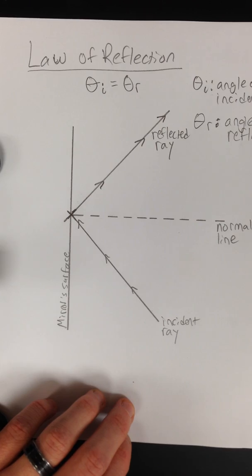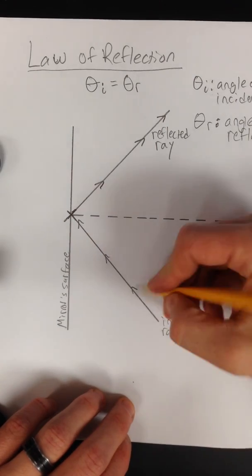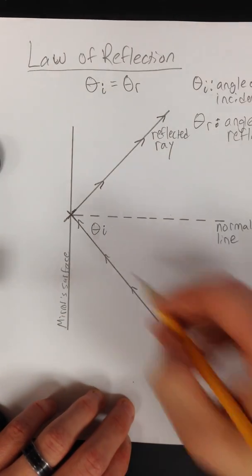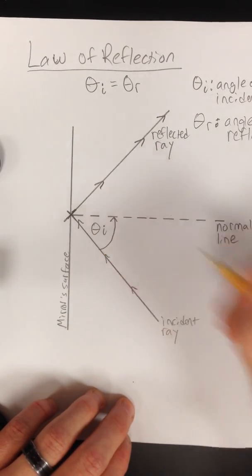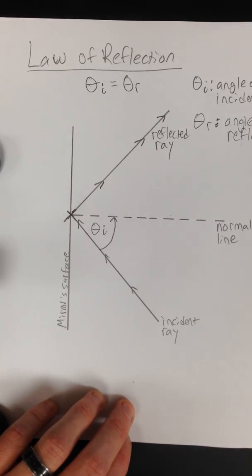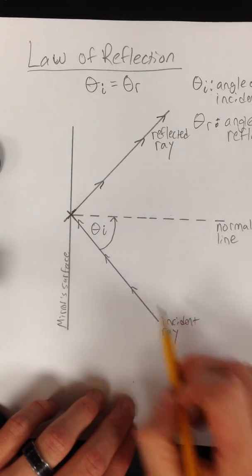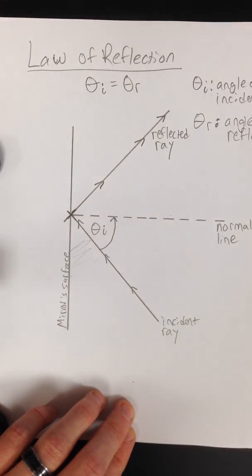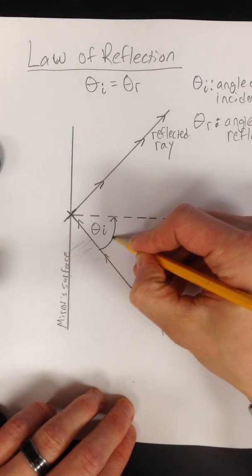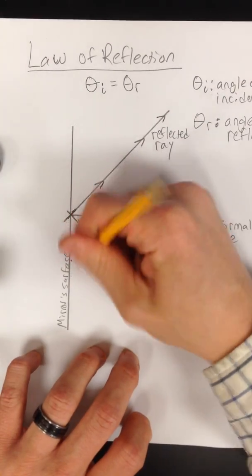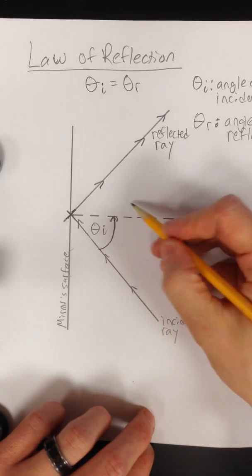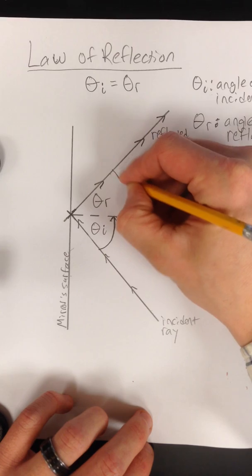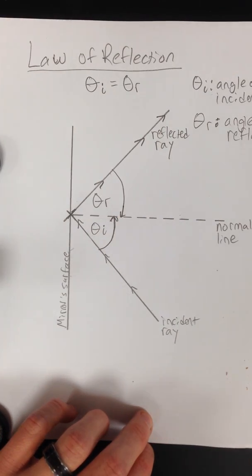So where is our angle of incidence measured between? Well, our angle of incidence is always between the incident ray and the normal line. That's our angle of incidence right there. Not between the incident ray and the mirror. This is not our angle of incidence. This is our angle of incidence between the incident ray and the normal line. So our angle of reflection is also between just the reflected ray and the normal line.